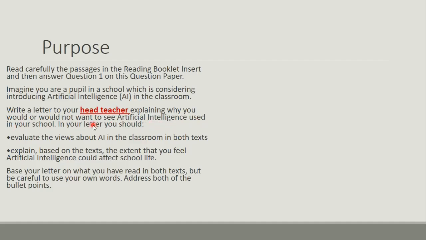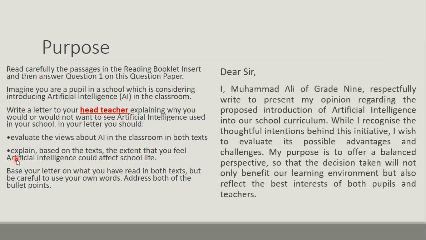This is the purpose that you have to explain. You have to give your views whether AI should be there in school or not. In your letter, you should evaluate the views about AI in the classroom in both texts. Explain, based on the texts, the extent to which you feel artificial intelligence could affect school life. Now, we already know our purpose. Let's see how we are going to write it down. We have not touched text A or B in this regard.